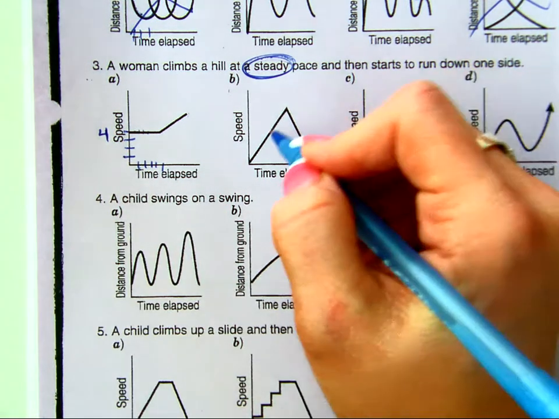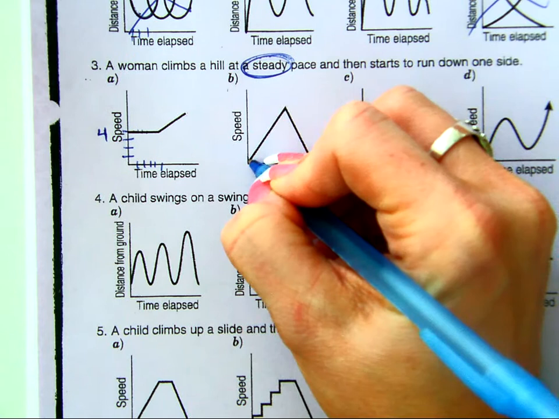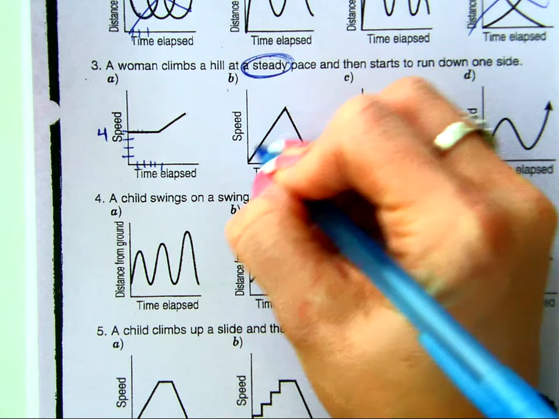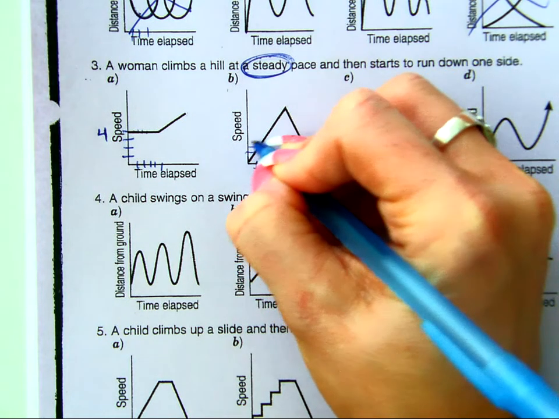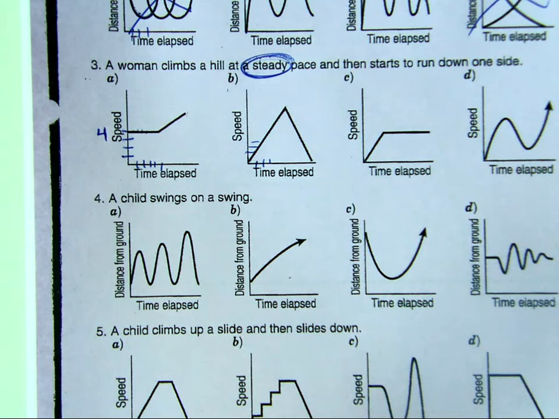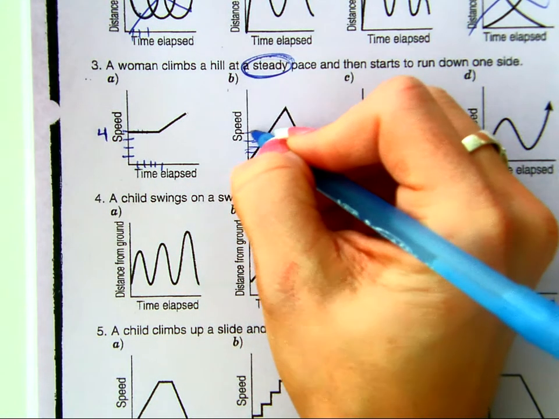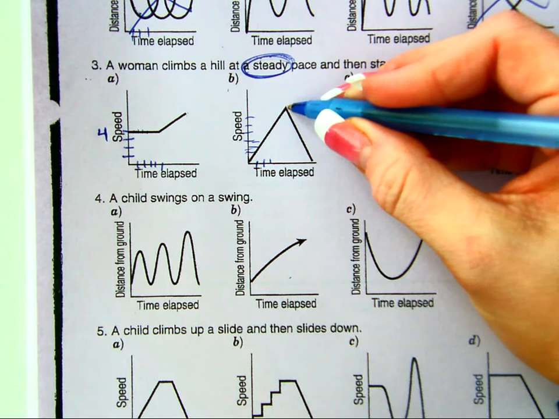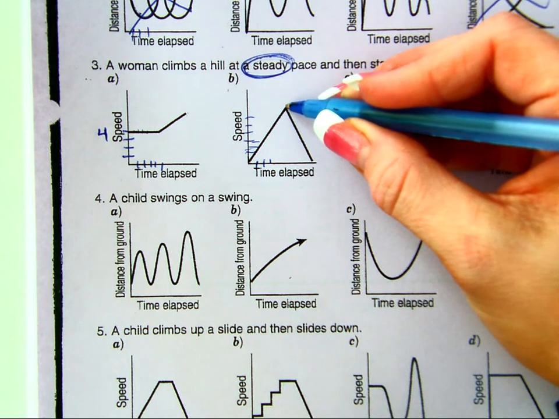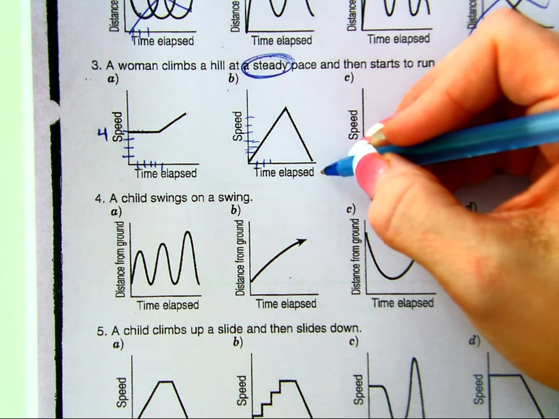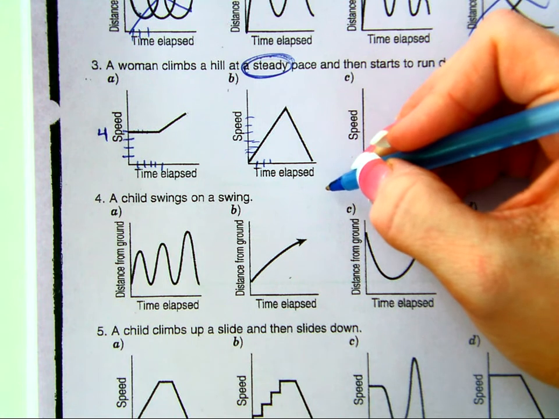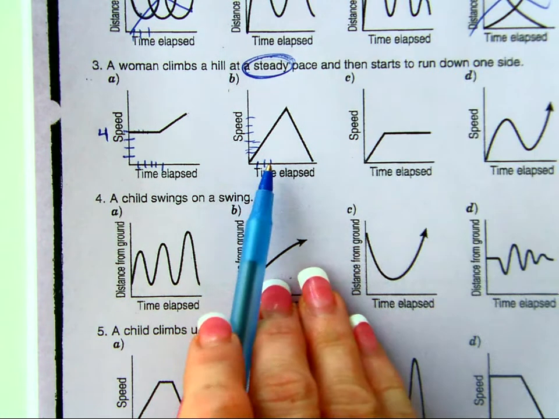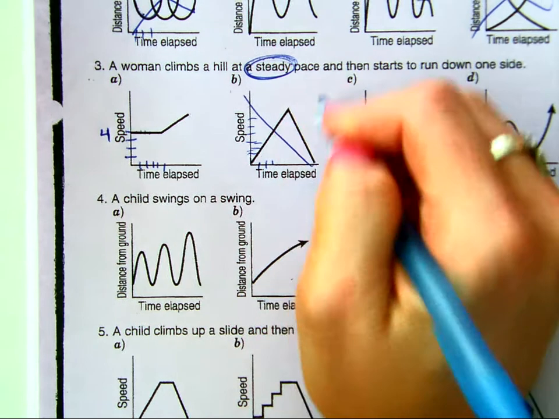So this graph would mean, first of all, I'm not at a steady speed. As the time is increasing, my speed is increasing. So I'm going 1 mile an hour, then I'm going 2, 3, 4. And then when I get to the top of the hill and I run down, my speed decreases. Right? That doesn't make sense. It's kind of backwards. So I know you probably thought it was B, but it's not.